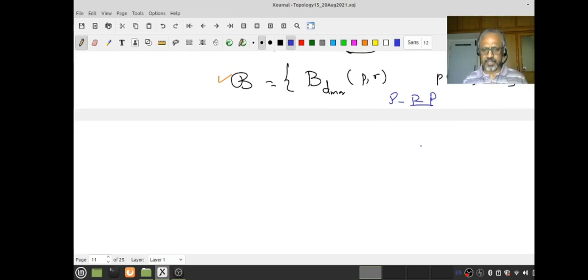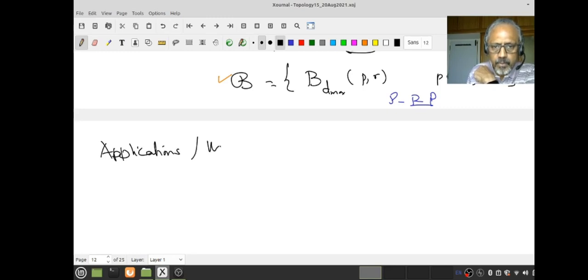We have seen a lot of examples. That's good enough. Now, what is its use? Why should I use it? Why should I worry about it? I will just do two applications or uses. We will see many such applications later.